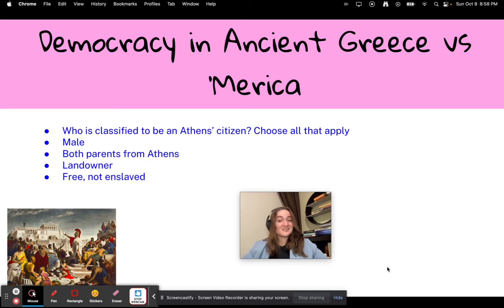Yes, to be considered an Athens citizen is very different than the US definition. They had to be male, both of their parents had to be from Athens, they had to be a landowner, and they had to be free. They could not be enslaved. If you remember back to the beginning of the Constitution, these rules were pretty much similar to the US's first classification of a citizen or someone who could vote.